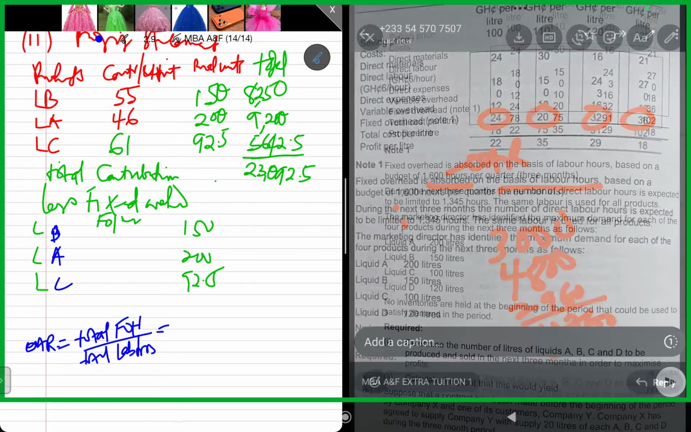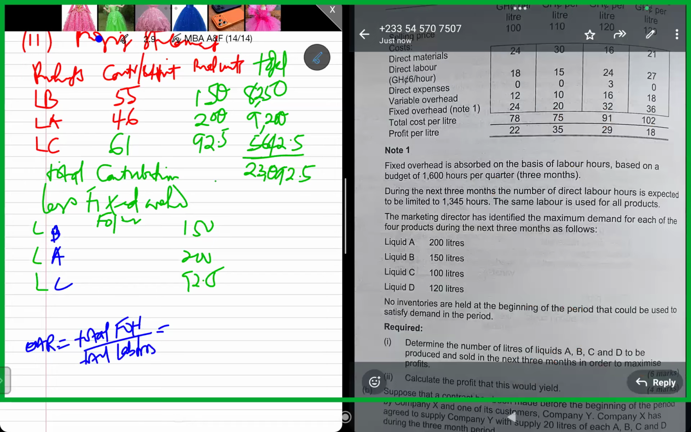So now what we have here is the OAR is the total fixed overhead over total labor hours. What is the total fixed overhead? Here we are not going to take into consideration only those we are going to produce. We are going to take into consideration everything. Now, the total fixed overhead will be 24 times how many are to be produced? Like 200, right? Yes. Plus 20 times 150.